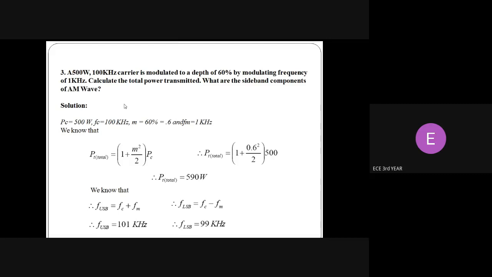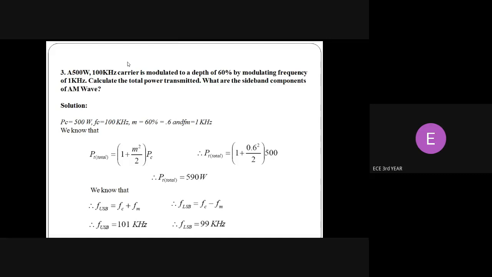In that, we also want to calculate the sideband allowance. From the given formula, we shall calculate the P total, and then we can measure FC, FUSB and FLSB. P total is 590 watts. FUSB is FC plus FM, and FLSB is FC minus FM. FUSB is equal to 101 kilohertz, and FLSB is equal to 99 kilohertz.